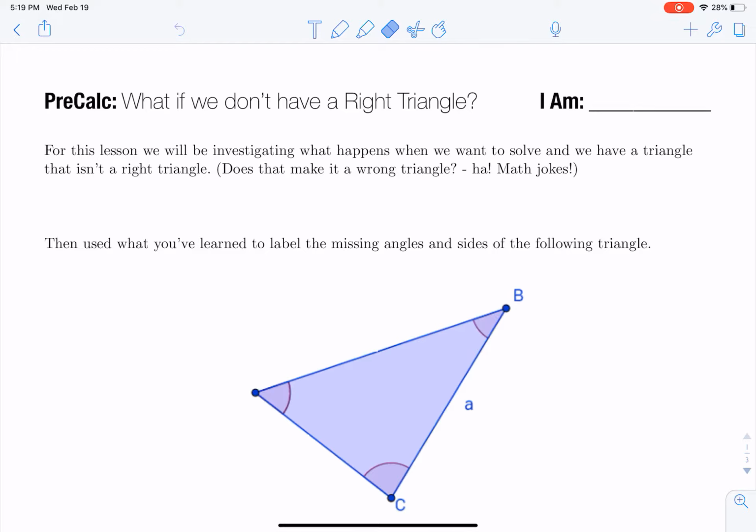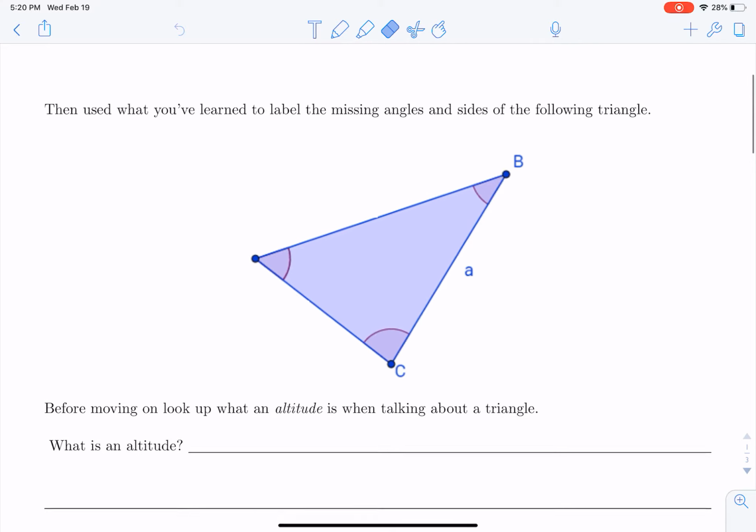So we'll talk a little bit about the law of sines and the law of cosines. And I want to make sure that we're all on the same page with a few things. For this lesson, we're investigating the law of sines and what we do when we have something that's not a right triangle. Right now, I just want to make sure that we're all on the same page about labeling triangles, which may sound silly, but it will help with some confusion as we're creating these equations.